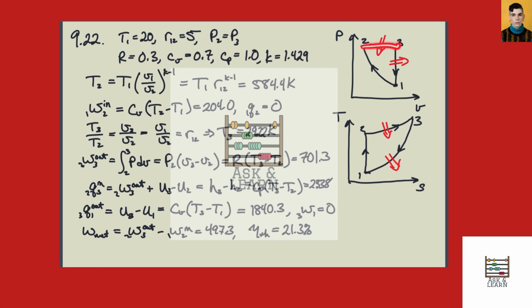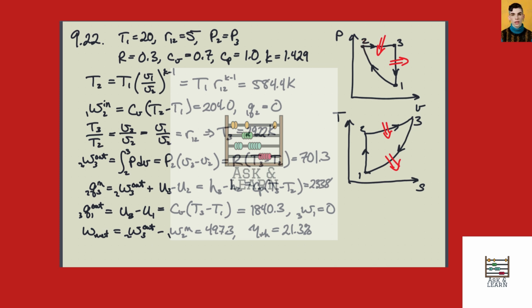From 2 to 3, we have constant pressure heat transfer. So we have heat being added to the gas, heating it up, and we keep the pressure constant. Again, we let the volume change, but we keep the pressure constant. And then we let the volume get back up to what it was initially. So this is another factor of 5 here. The volume at 3 is 5 times that of the volume at 2.